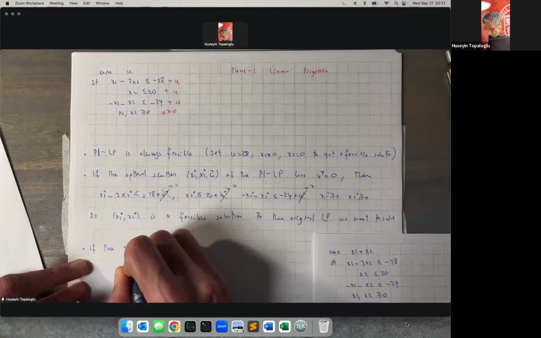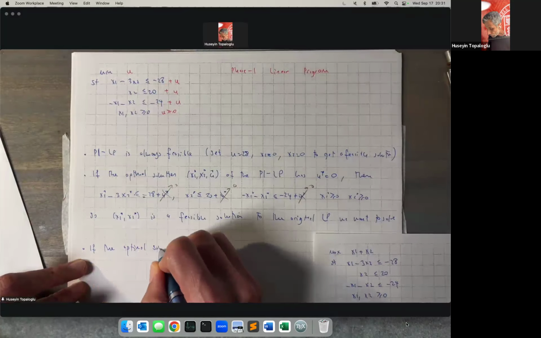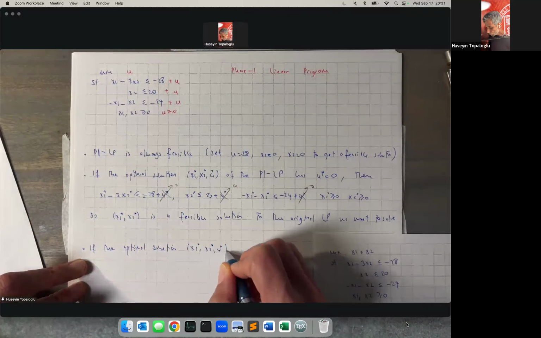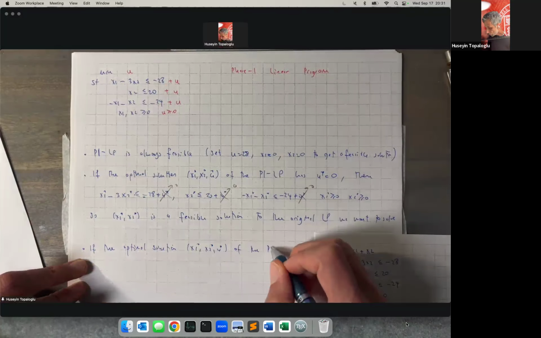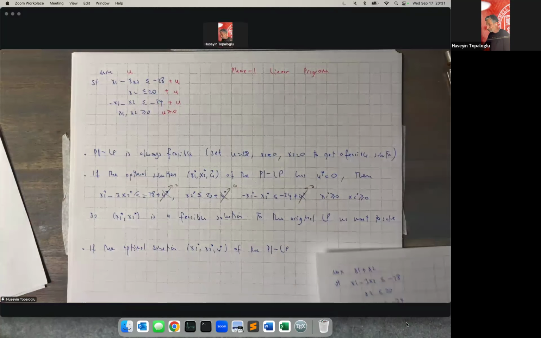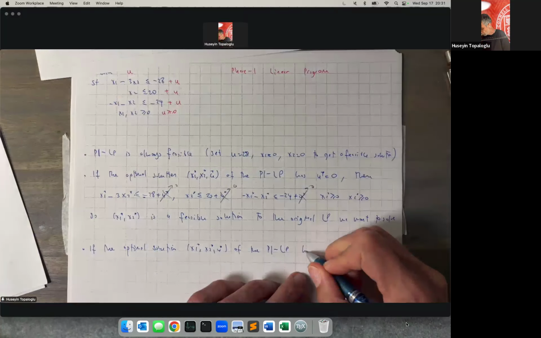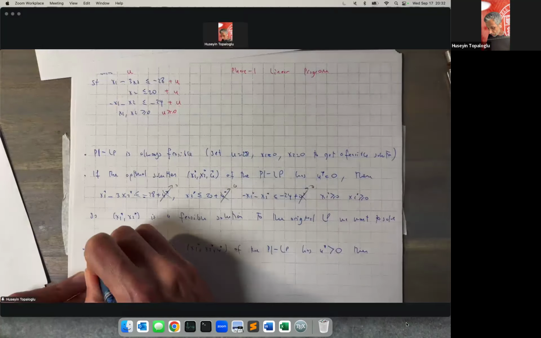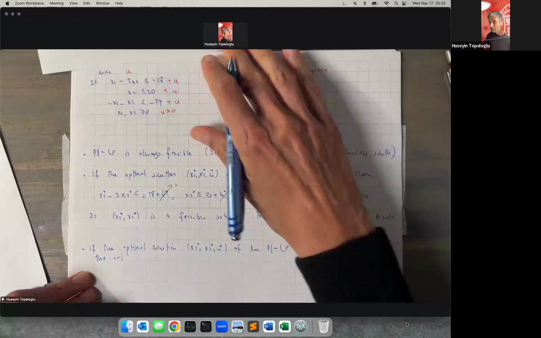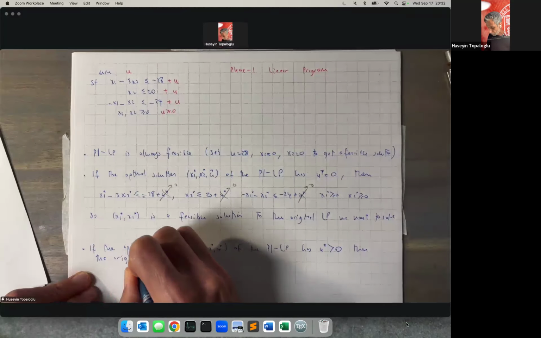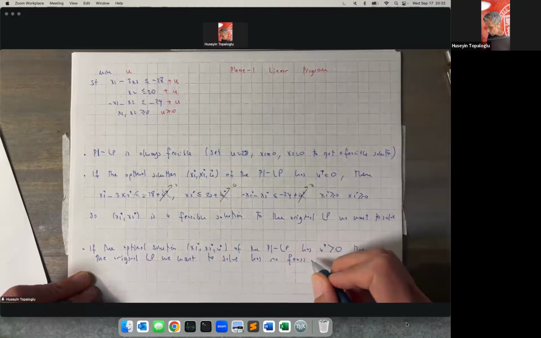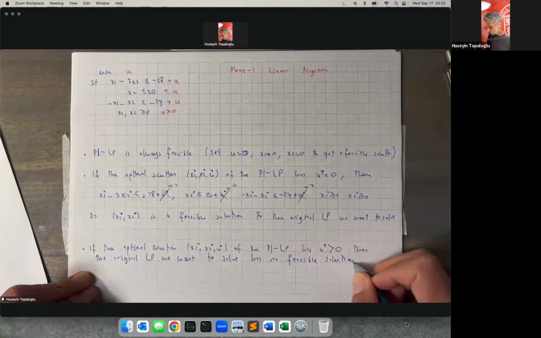If the optimal solution x1 star, x2 star, u star of the phase 1 LP has u strictly greater than 0, then the original LP we want to solve has no feasible solutions. It's infeasible.